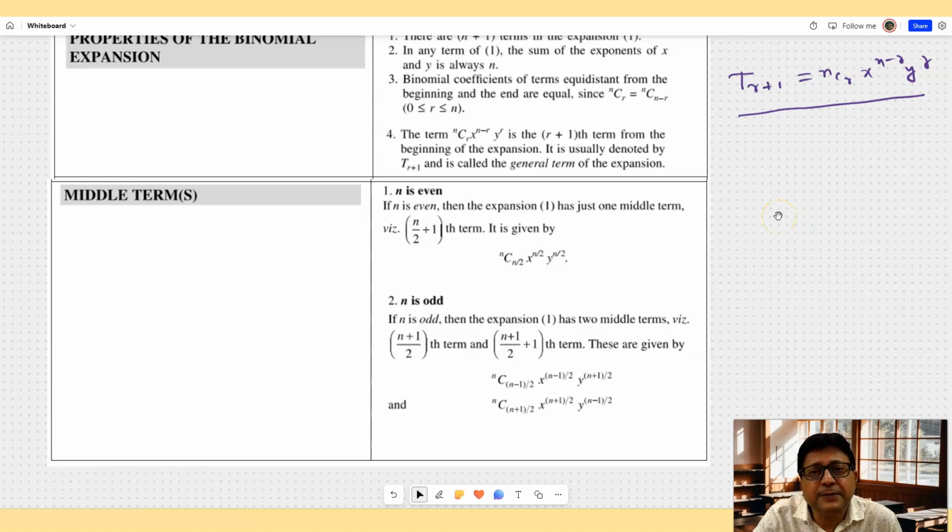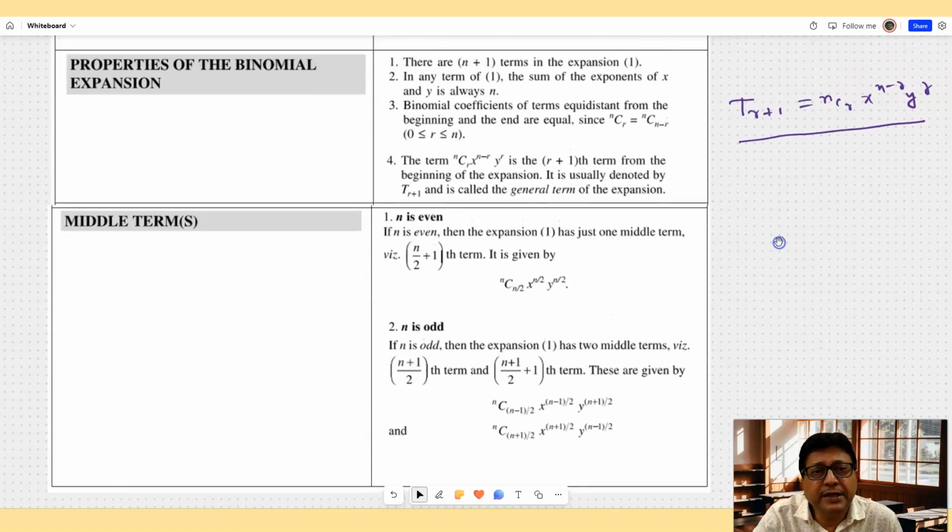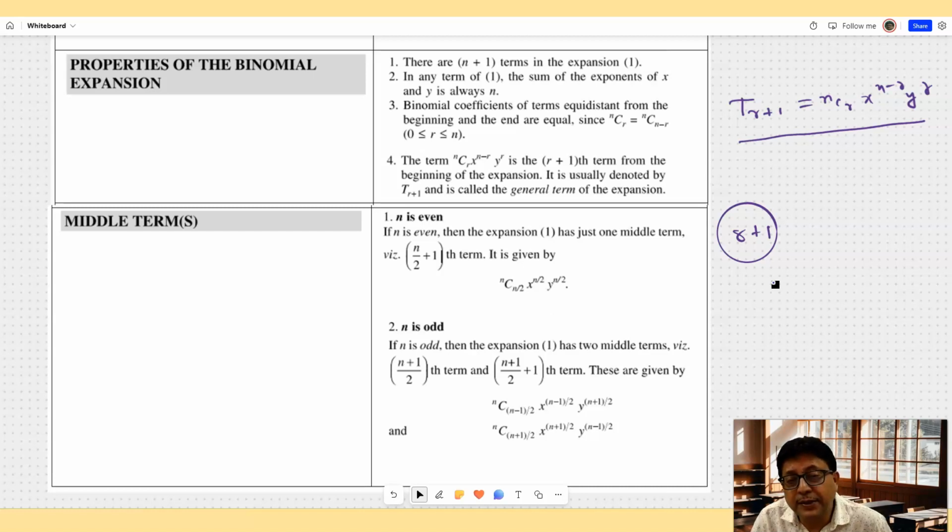If in the binomial expansion the index is n, you know number of terms after expansion is n plus 1. Now if n is even, then there will be one middle term only. This is very common idea. Suppose the index n is 8. Then how many terms you get after expansion? 8 plus 1, that is 9. So which one is going to be the middle term? That is the fifth term. Why? With 9 you add 1 and divide by 2.